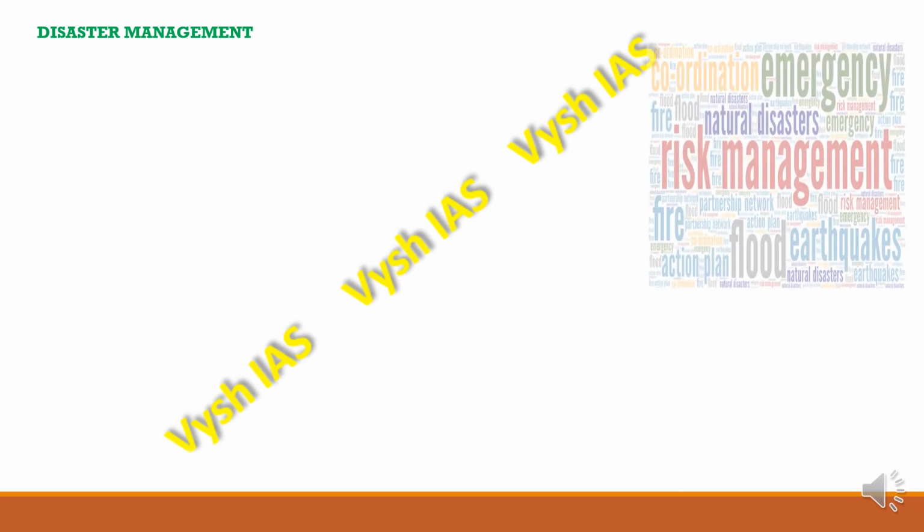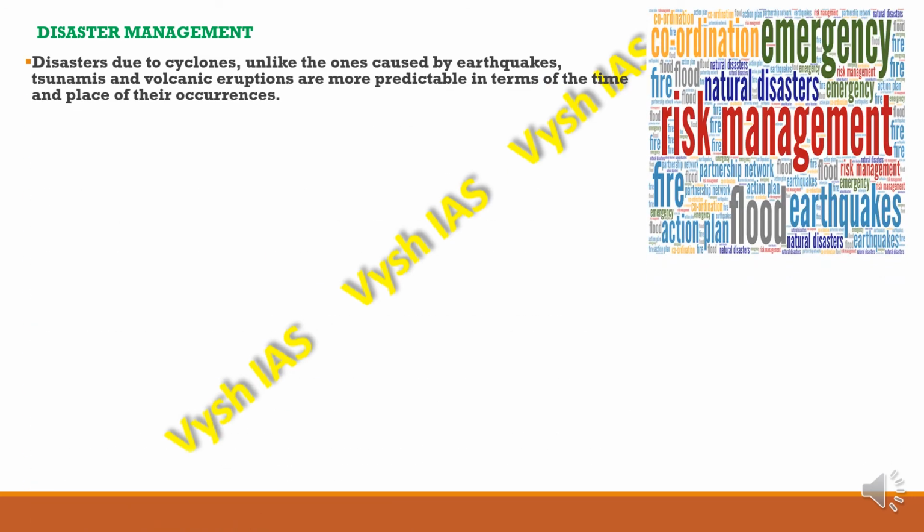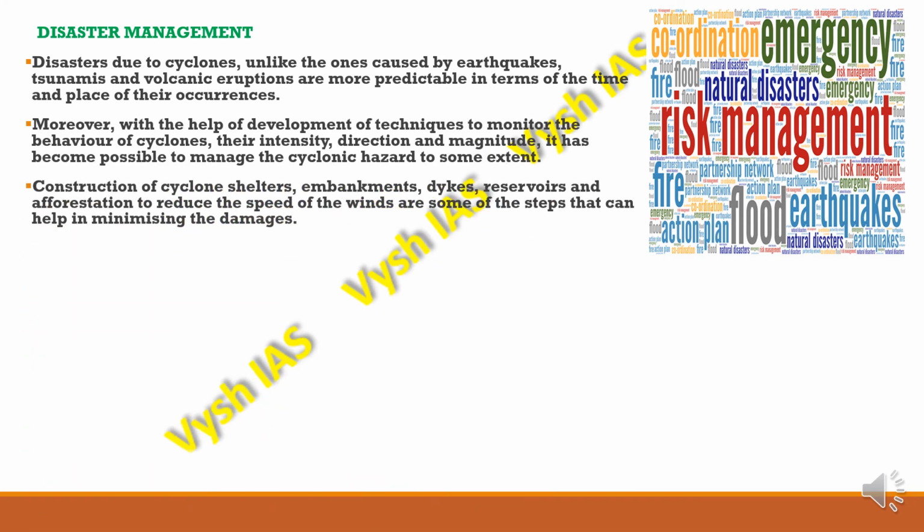Then we have disaster management. Disasters due to cyclones, unlike the ones caused by earthquakes, tsunamis and volcanic eruptions, can be more predictable in terms of time and place of their occurrence. Moreover, with the development of techniques to monitor the behavior of cyclones, their intensity, direction and magnitude, it has become possible to manage the cyclonic hazard to some extent.